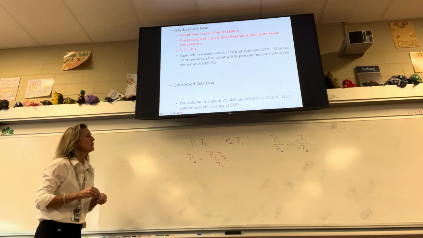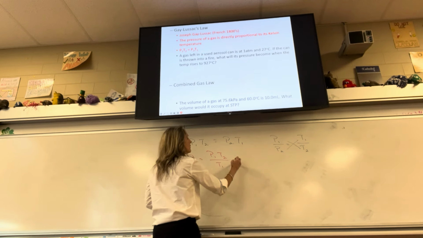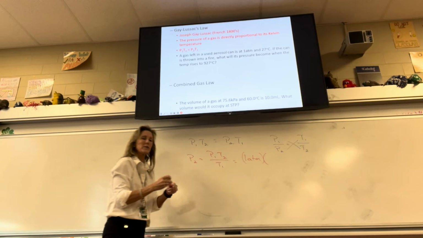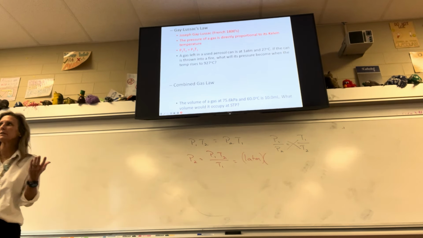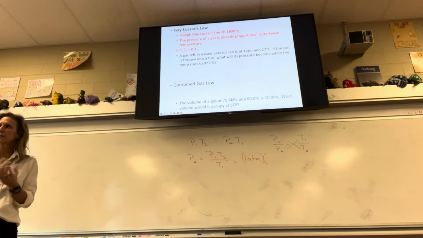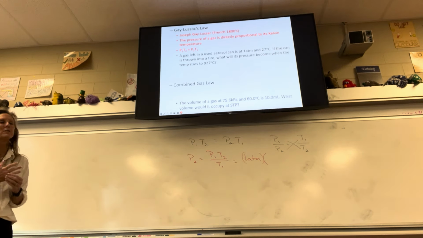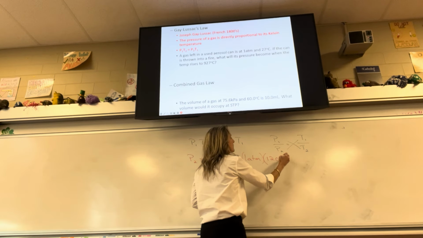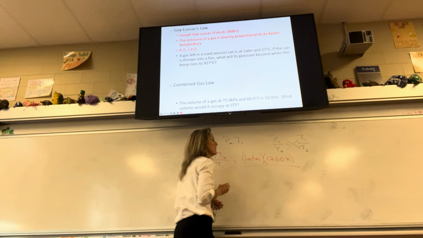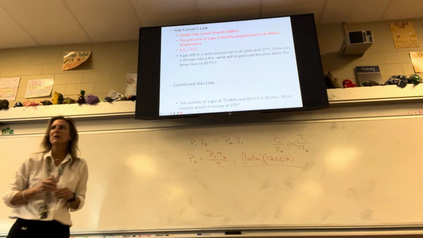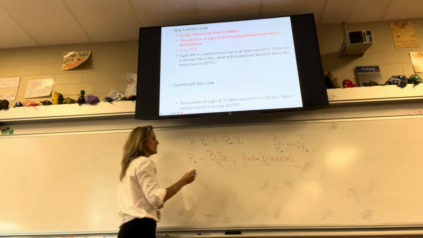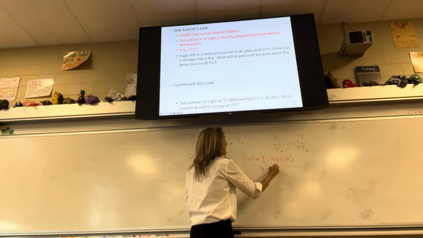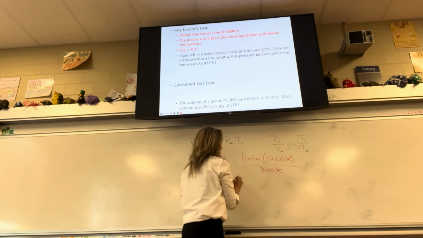So plugging in our original pressure, we have 1 atmosphere. And then our T2. Now again, even though this is a big temperature number, we still have to convert it to Celsius. So 927 degrees Celsius, when we convert it to Kelvin, becomes 1200 Kelvin. And then our T1, 27 degrees Celsius, is 300 Kelvin.